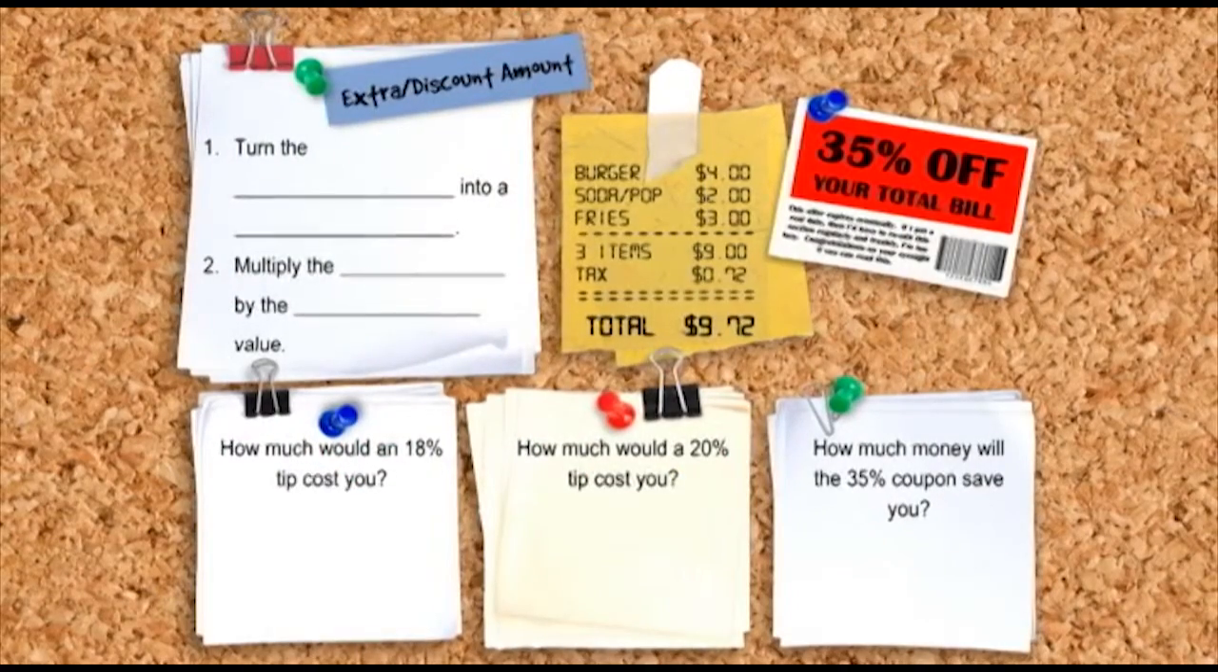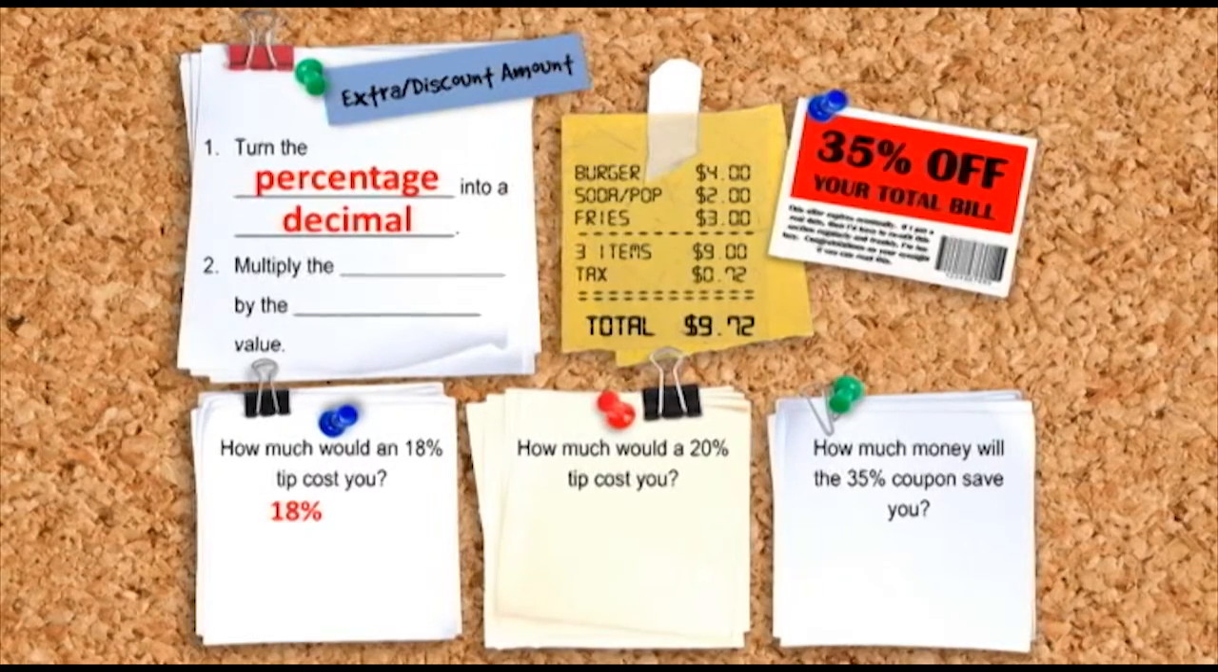One very common application of percentages is to find the amount that you're tipping, the amount that you're being taxed, or the amount that you're saving on a discount. Now, this is just the amount that you're paying or saving extra. It doesn't include the cost of your bill, the cost of your total check. In order to do this, we start by turning the percentage into a decimal, which we just reviewed.